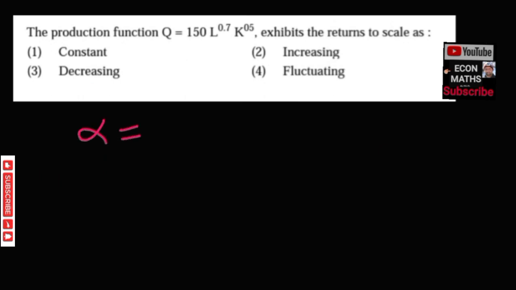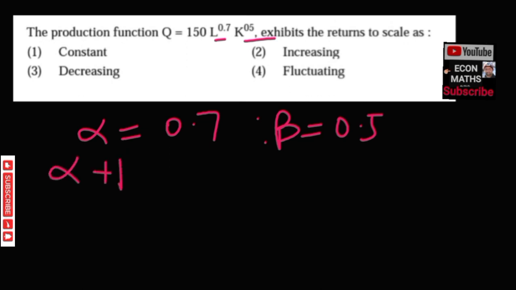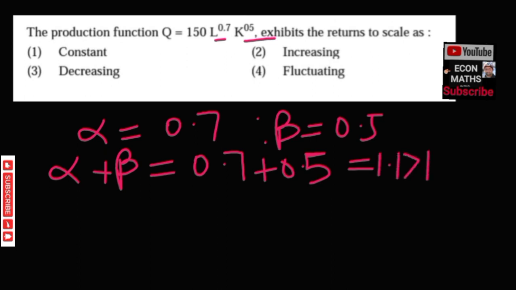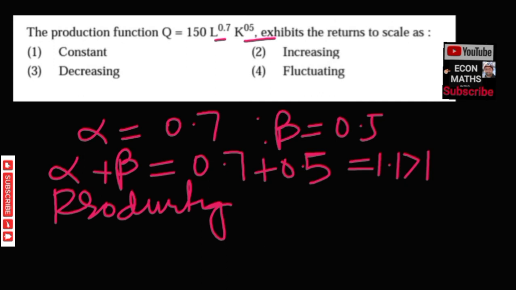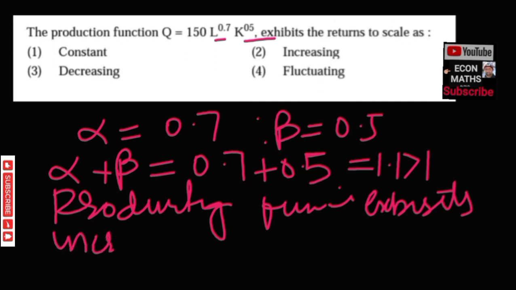Okay, so let us see what is our alpha. Our alpha is equal to 0.7, our beta is equal to 0.5. These are the exponents which we are talking about. Here we can see alpha plus beta is equal to 0.7 plus 0.5, which is equal to 1.1, which is greater than 1. So we can safely say that the given production function exhibits increasing returns to scale.